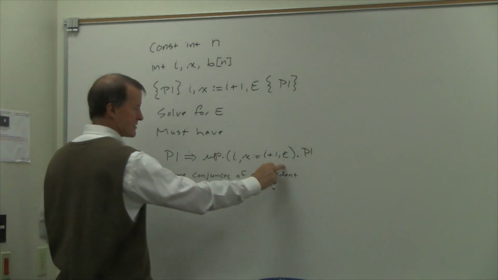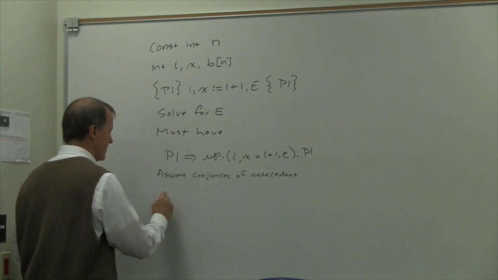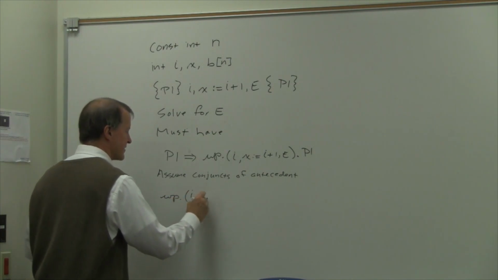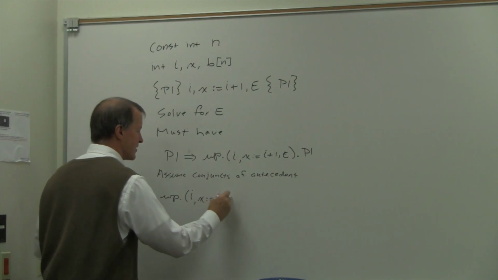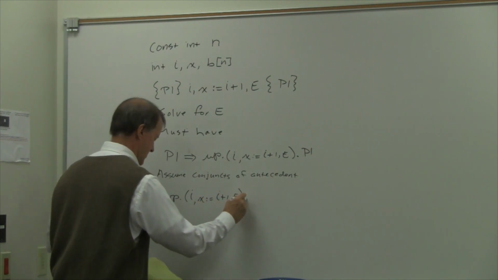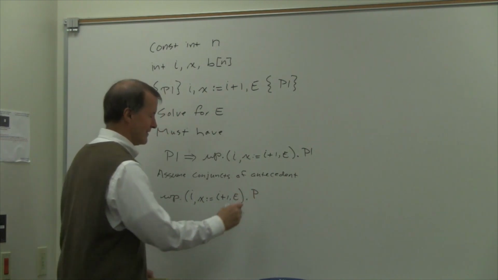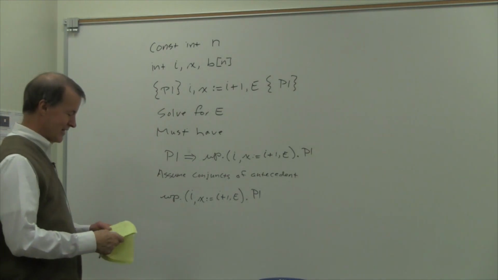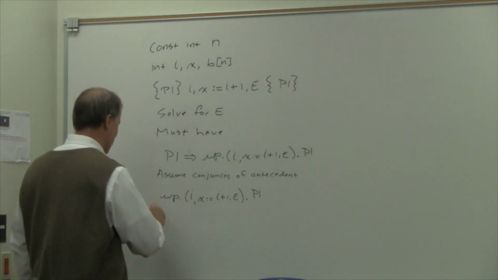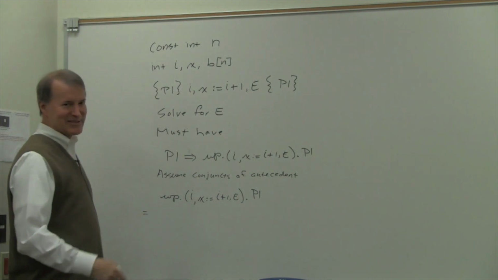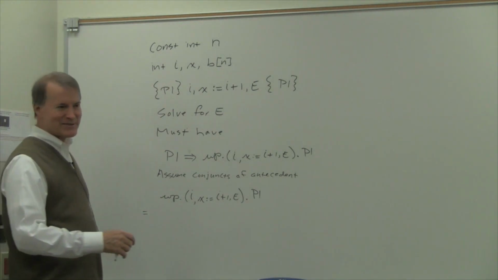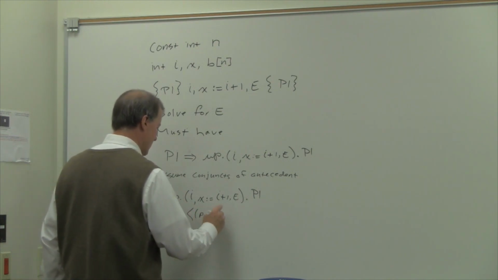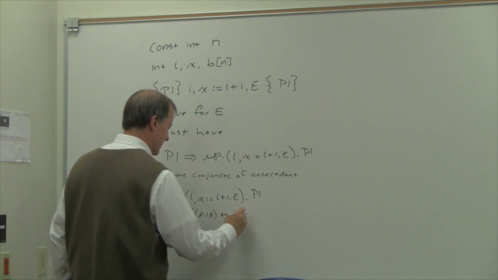We start with this, right? So it's WP dot I comma X gets I plus 1 comma E dot, well, why write it out? P1, right? We know we've got P1 right there in case we need it. So now what do we use? Now what do we always do? Textual substitution, right? Are we good?